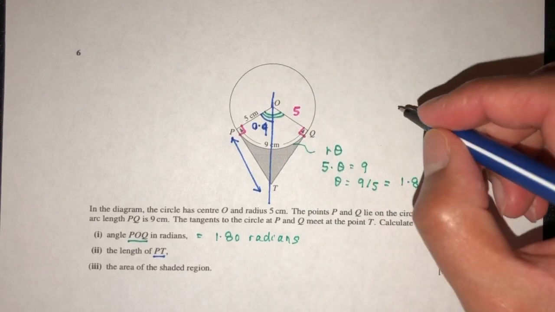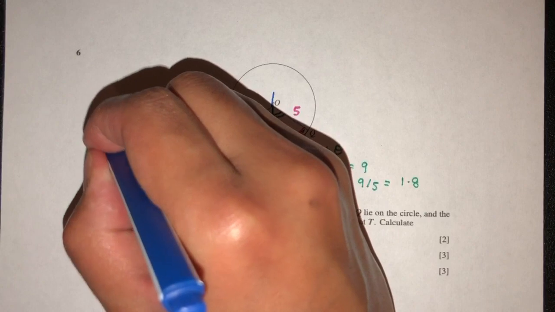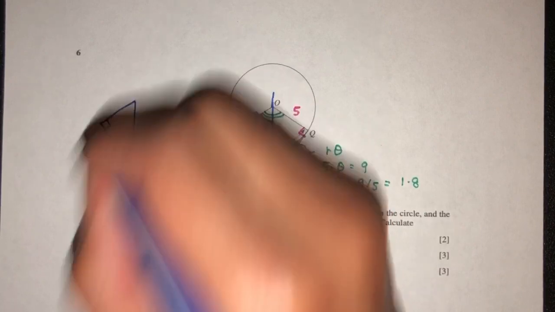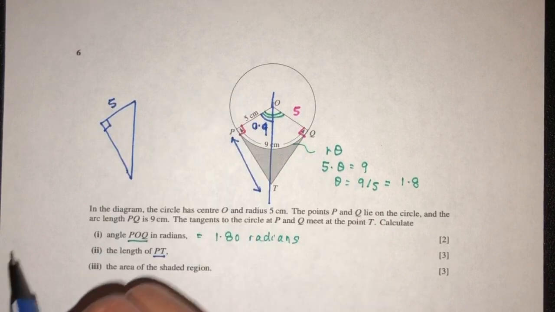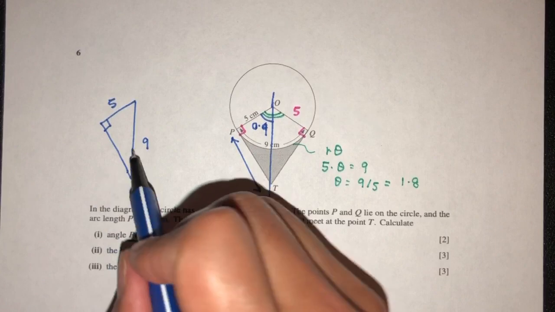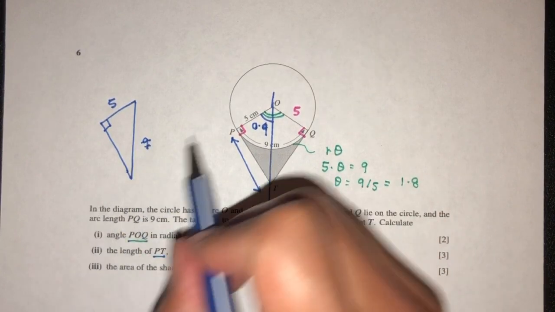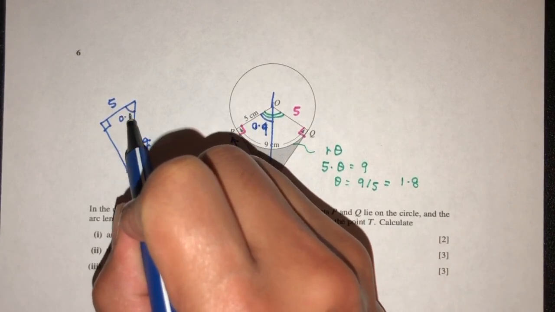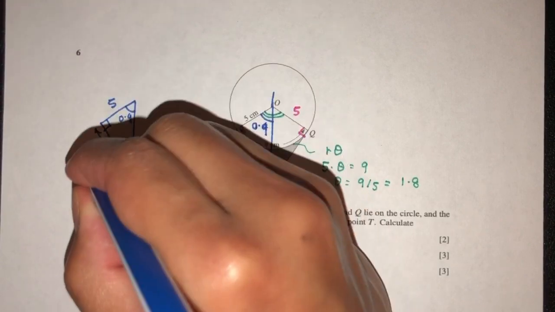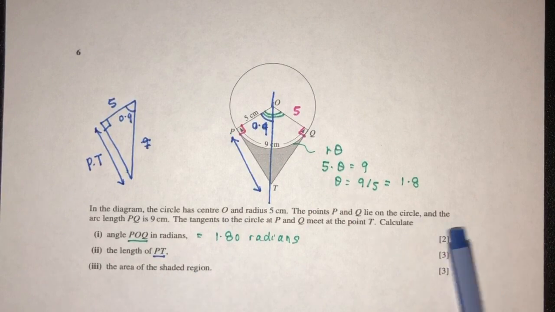Now if you observe, we have a triangle. That will be what? We have a right angle triangle. Here we have 5, and here we have the value of 0.9, apologies. And we're trying to find the length of PT. So pretty easy.